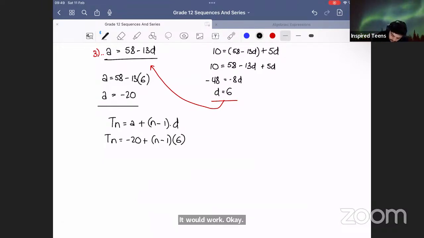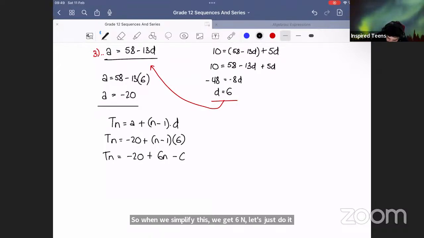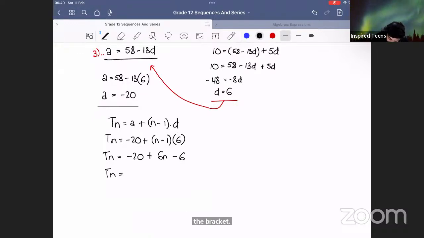So yes, Tn is equal to negative 20 plus n minus 1 times 6. When we simplify this, we get negative 20 plus 6n minus 6, I'm distributing the 6 into the bracket. Then I simplify like terms, I get 6n minus 26.